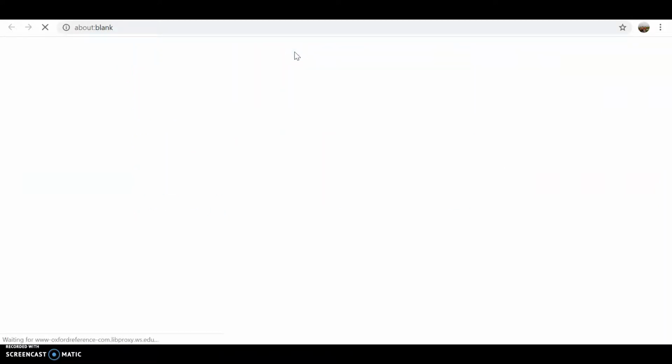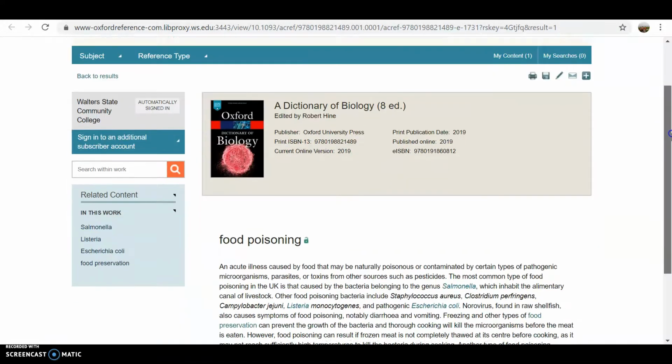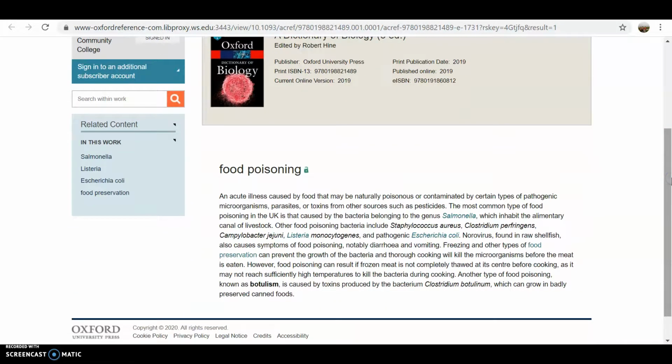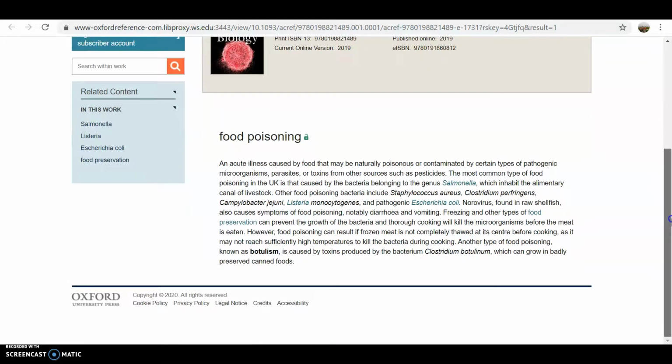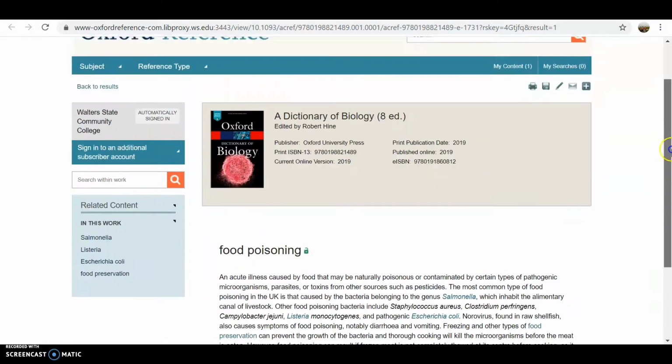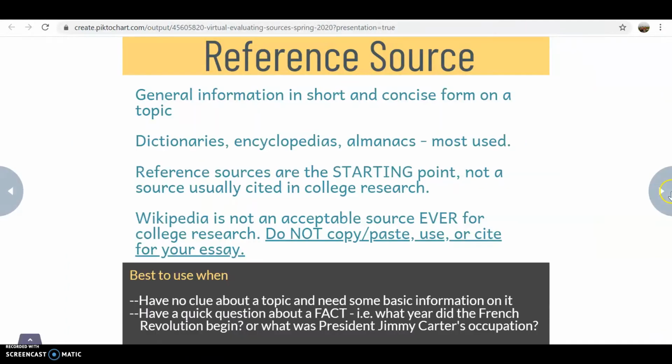This is from our databases. It's from Oxford Reference. And so again, this was just a quick entry on food poisoning, right? From a Dictionary of Biology, 8th edition, published online 2019. So I don't know really who wrote it, but I trust this. It's a reference source, Oxford, reputable publishing company. I can get some information about that there. But again, very quick. Just an excerpt really that you would need for your paper or just a place to get started.